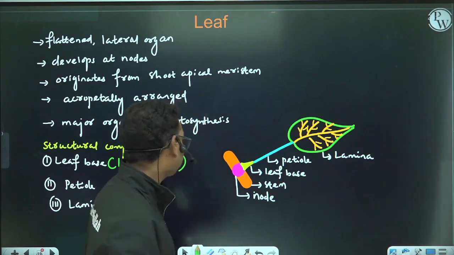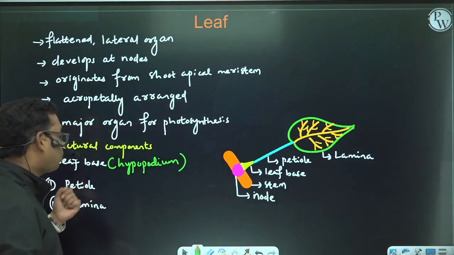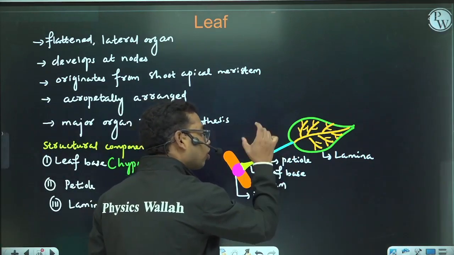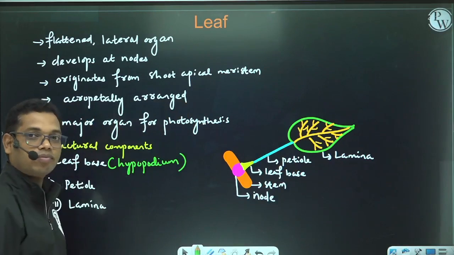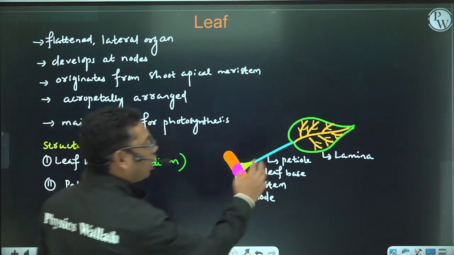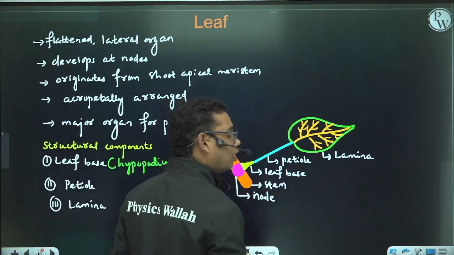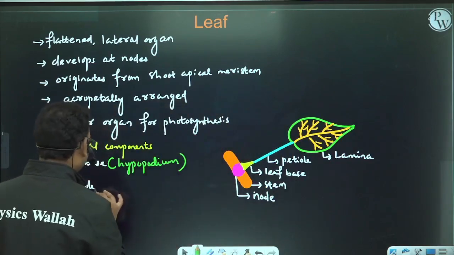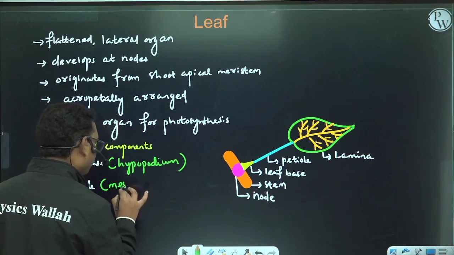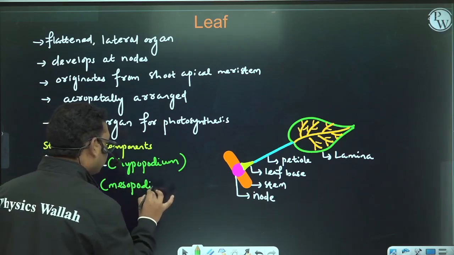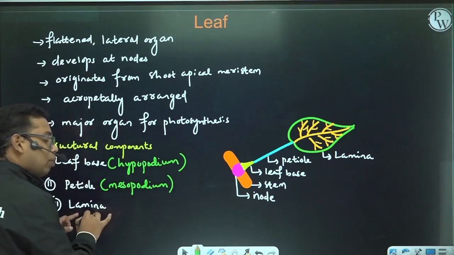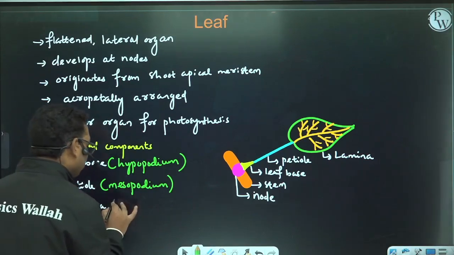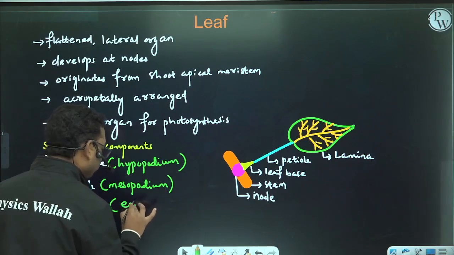Okay, now the second part is the petiole. So this part is the petiole, and this is the stalk of the leaf. And the uppermost part is called the leaf lamina or leaf blade. So let me write here. The petiole is called mesopodium. Why? Because this is the middle part of the leaf, and the lamina, which is also known as leaf blade, is called what? Epipodium.